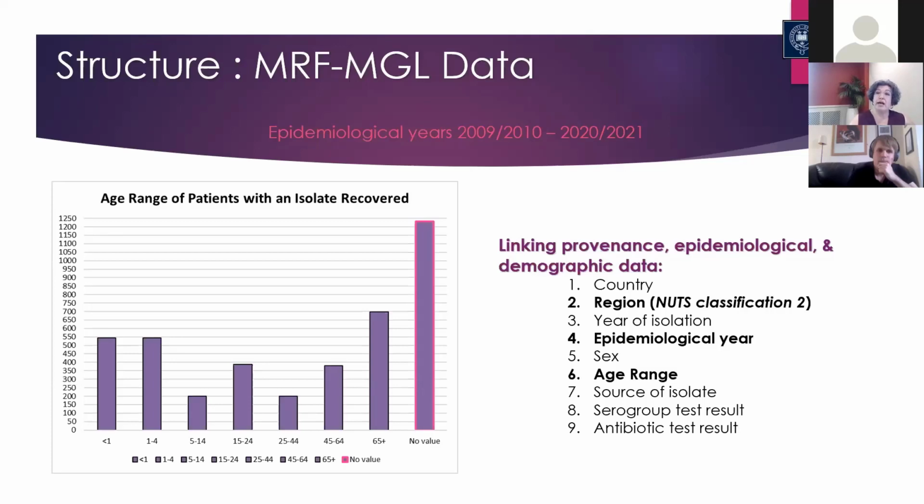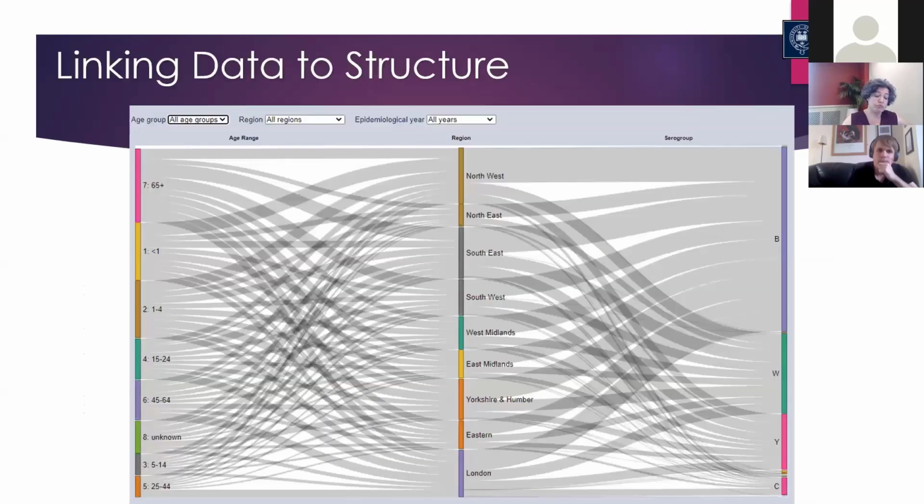So if we take a look at the region, and we use a NUTS classification, which is a statistical demographic of the UK, along with the epidemiological year and the age range, we're going to be looking in particular at the capsule type. This is one of the visualizations that we're developing, so we can bring together all of this information in a more connected way, where instead of a graph, a table or a chart, you can see the links in the data.